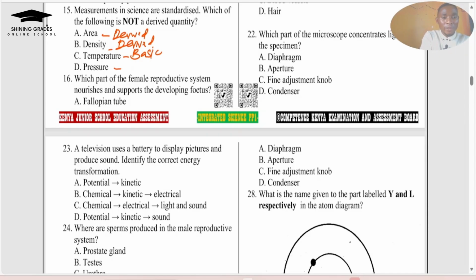And we have pressure. Again, pressure is given by force over area, and therefore this one is a derived quantity. So correctly, the one which is not a derived quantity, learners, is C, temperature. Question 16.